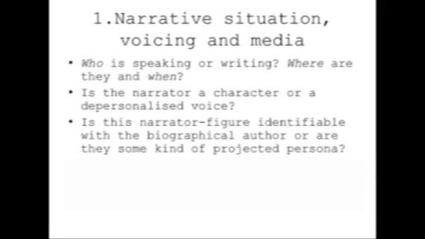And if the answer to this question is yes, then is this narrator figure really the same as the biographical author, or are they better seen as some kind of projected persona, and potentially someone quite different from the author, him or herself? One great example of a recent novel where the personality of the narrator is as important as the narrative is Kazuo Ishiguro's The Remains of the Day.